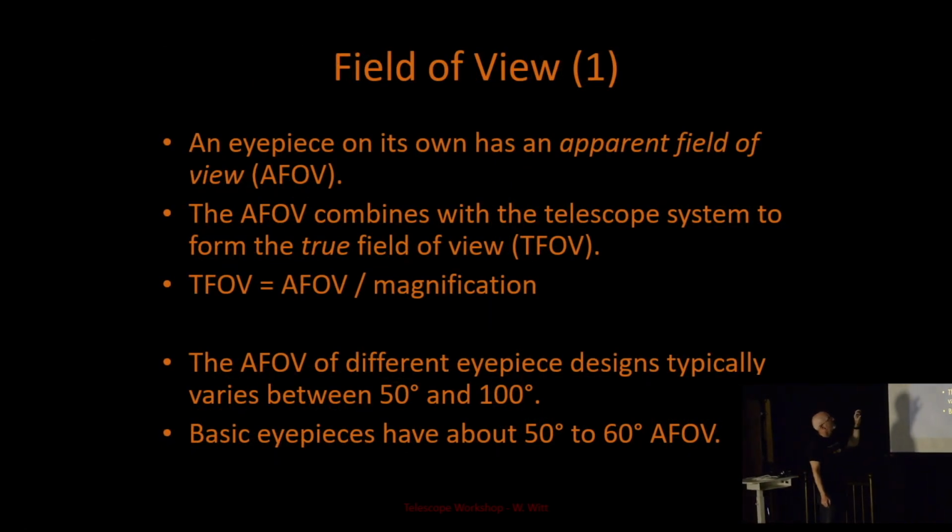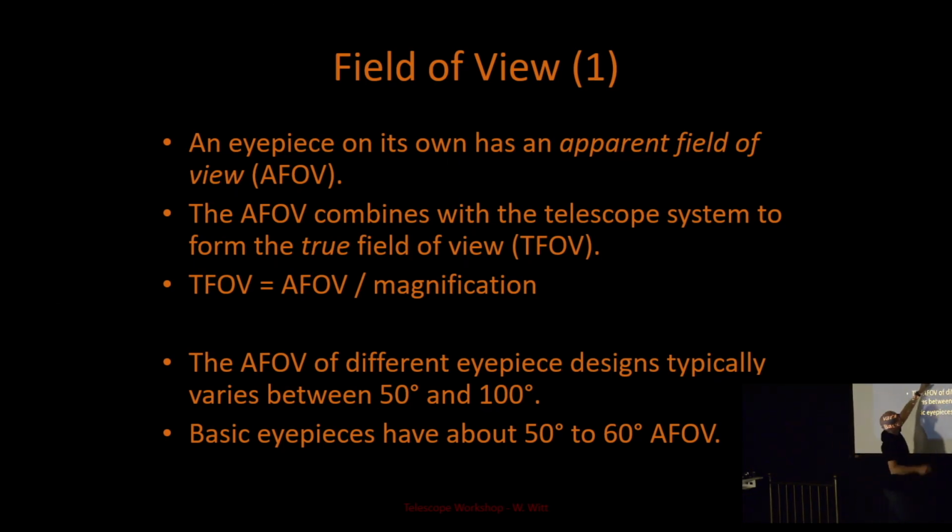So an eyepiece on its own has a property called the apparent field of view, or AFOV. And then that AFOV combines with the telescope system, the rest of your scope, to form what's called a true field of view, or TFOV. Okay? And basically, the true field is the apparent field divided by the magnification. So again, a little bit of math, but not too bad.